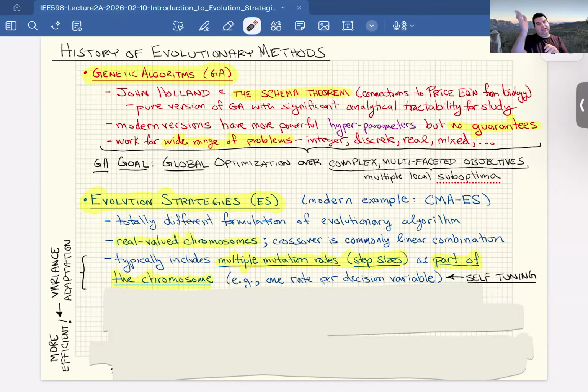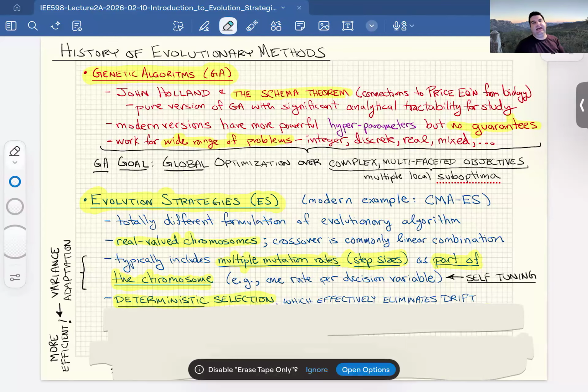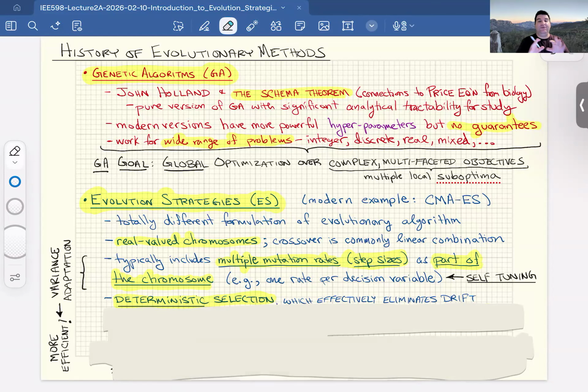And theoretically, you can even imagine linear combinations of decision variables. Those could be your mutation directions. So we're going to get into all that and see what that looks like here. But that's kind of the key idea, is that we're going to adapt our step sizes. We're going to adapt our variance based on our progress so far. So we're rewarding not only the decision variables, but we're rewarding the mutation rates too.